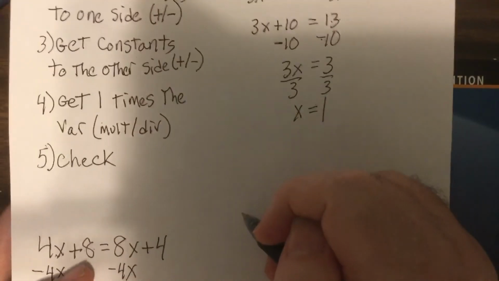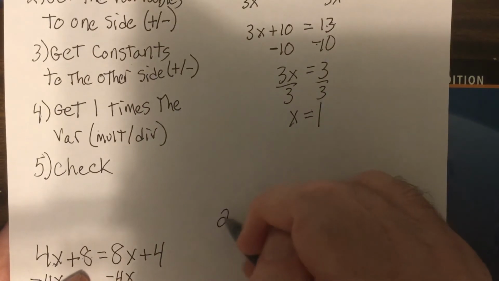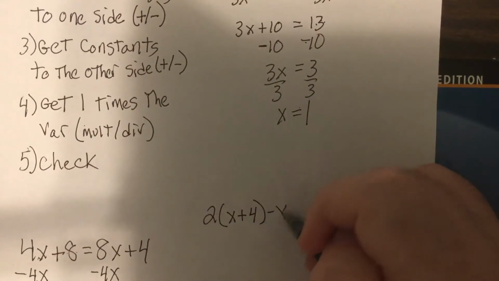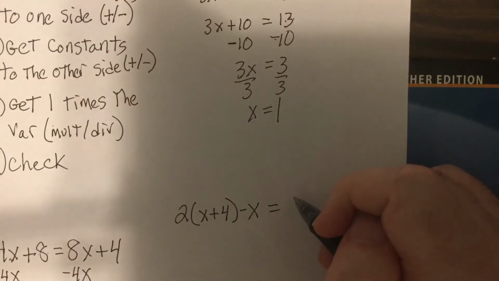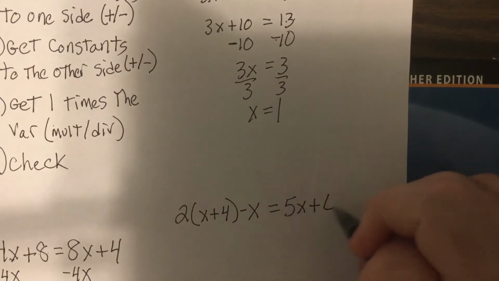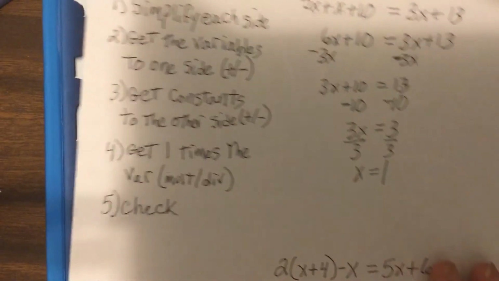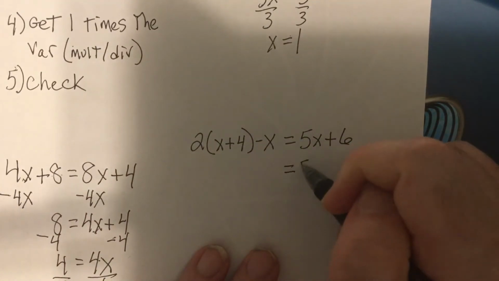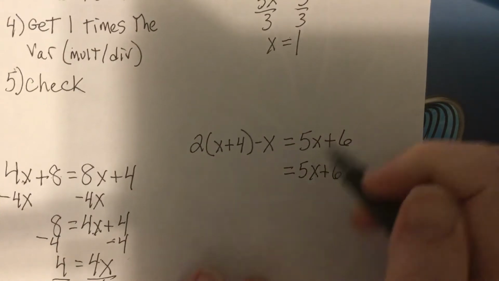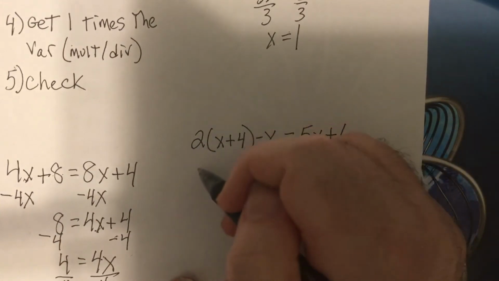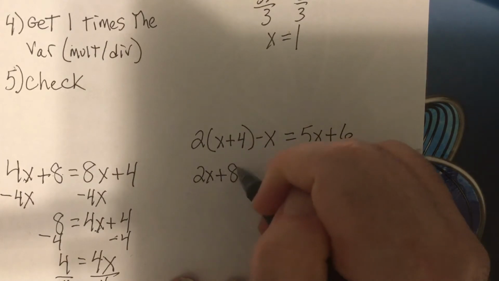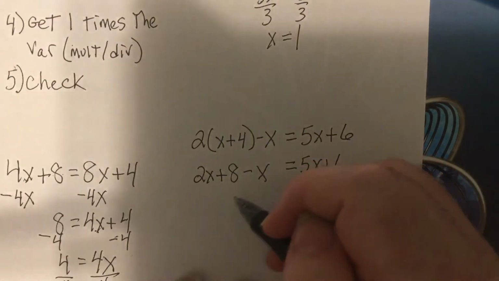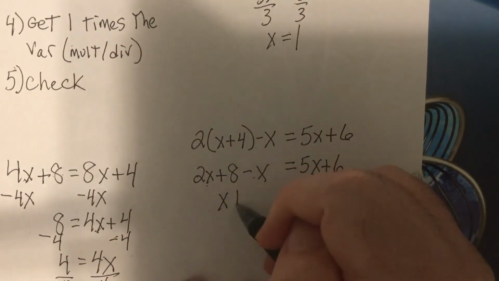Let's try another one. Let's do 2x plus 4 minus x equals 5x plus 6. Okay, whoops. So first I want to simplify. This side is simplified, so I'm going to leave it alone. Then I'm going to distribute the 2 to get rid of the parentheses. Now simplify, I can combine the x terms. So 2x minus x is x.